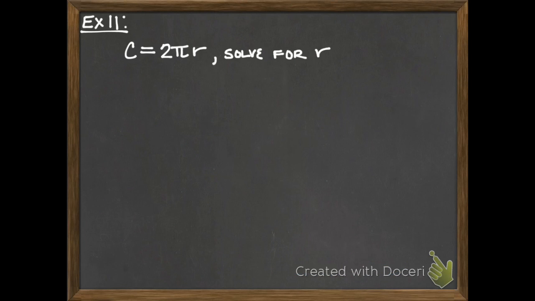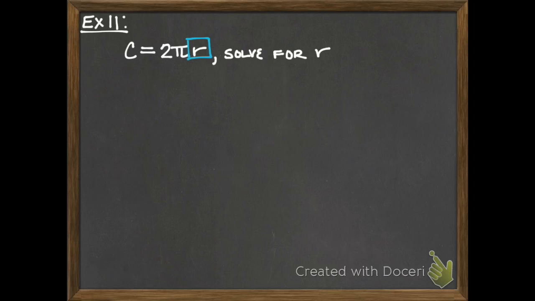Example 11, again, you probably recognize this formula. This is the circumference of a circle equals 2 pi r. And in this example, we're asked to solve for r. So I want to solve for r. So this one's a little bit easier.